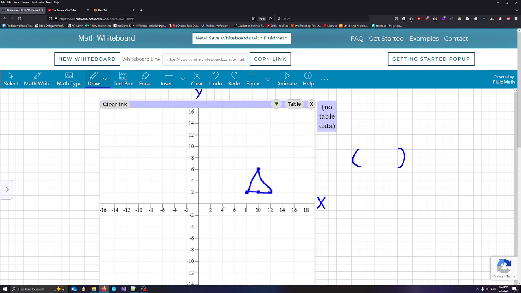Typically when we write coordinates in math, we put it in parentheses, and our first coordinate is we start with the x, so 2, 4, 6, 8, and then we go up 1 for the y, so 2. So our first coordinate is (8, 2). This would be the x value, and that's the y value. And we do the same thing for the other points too.